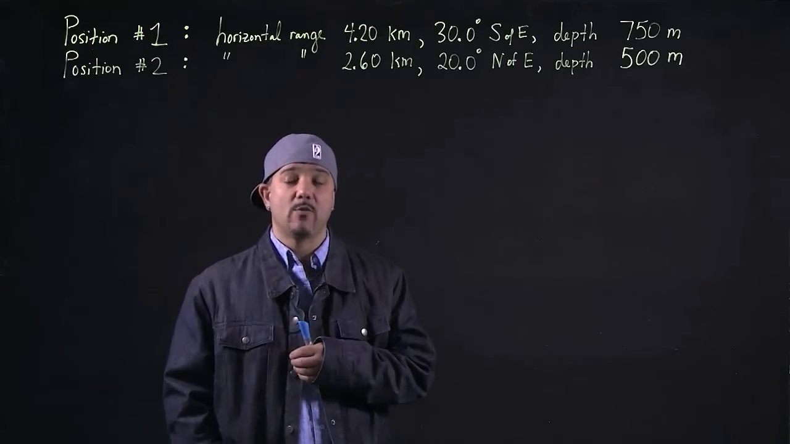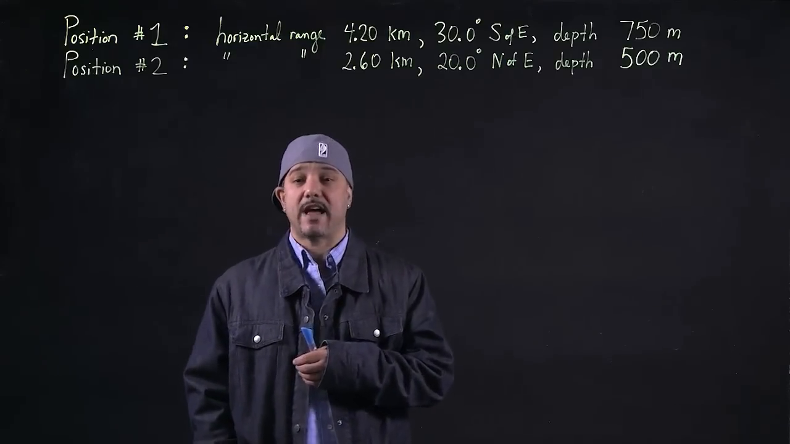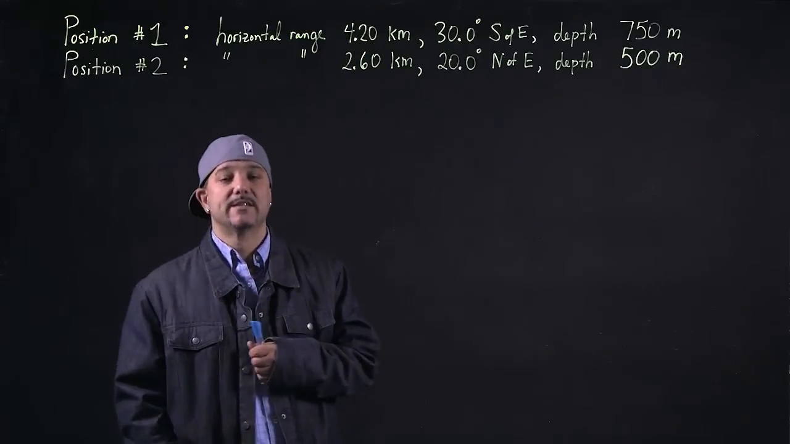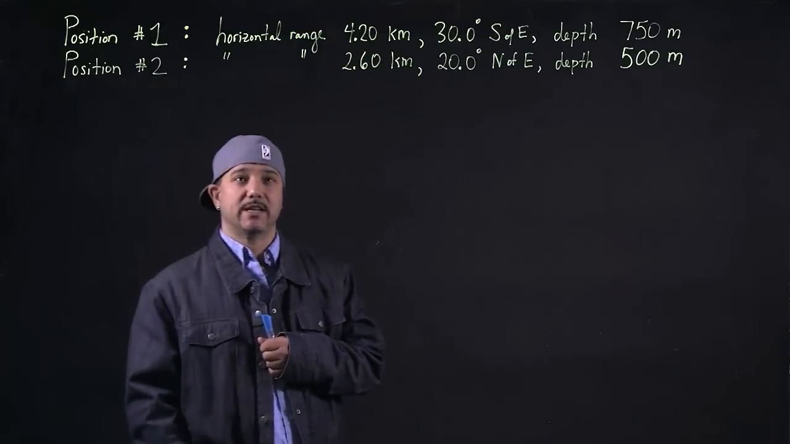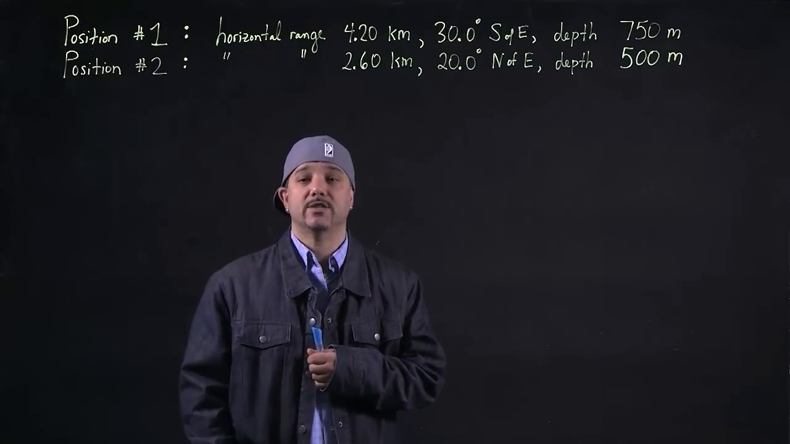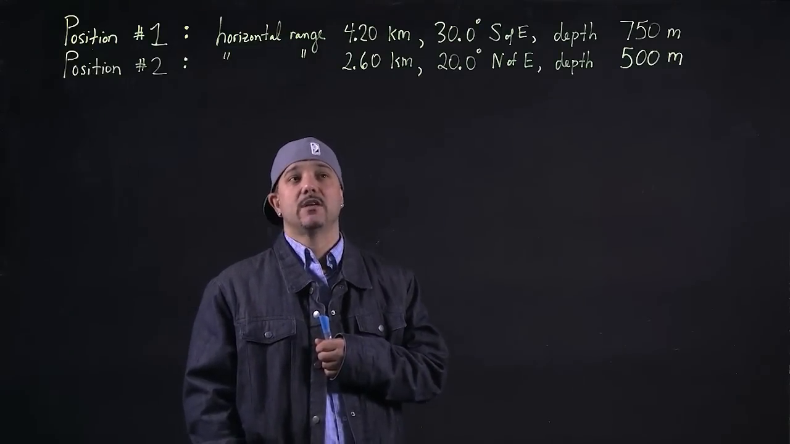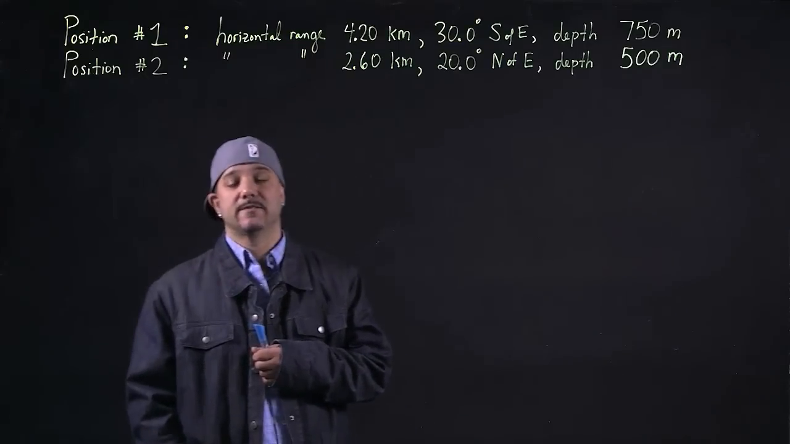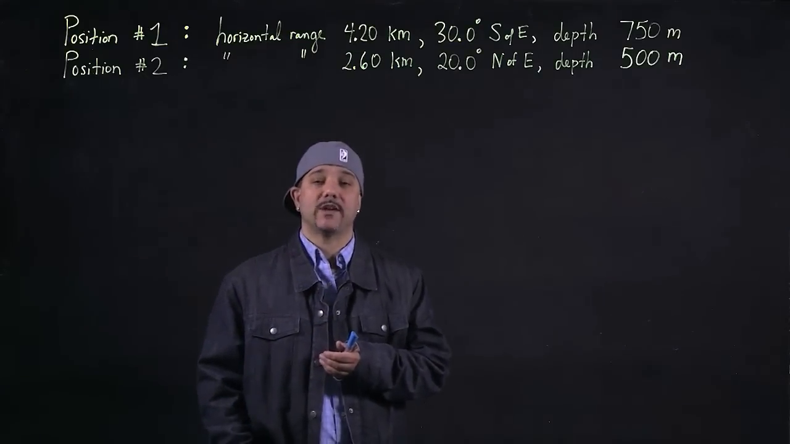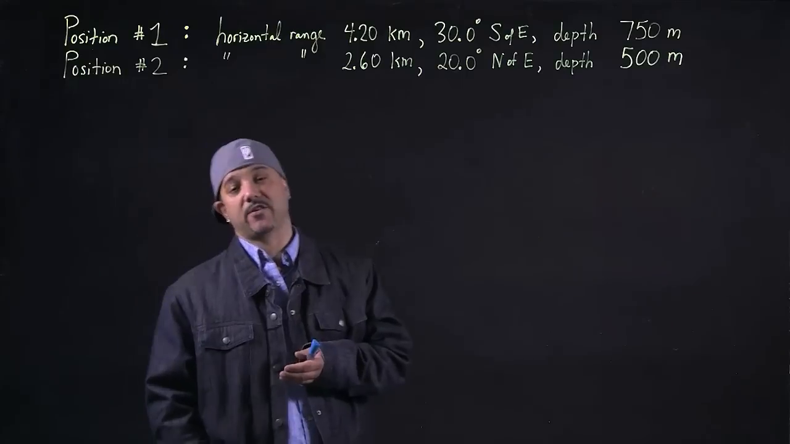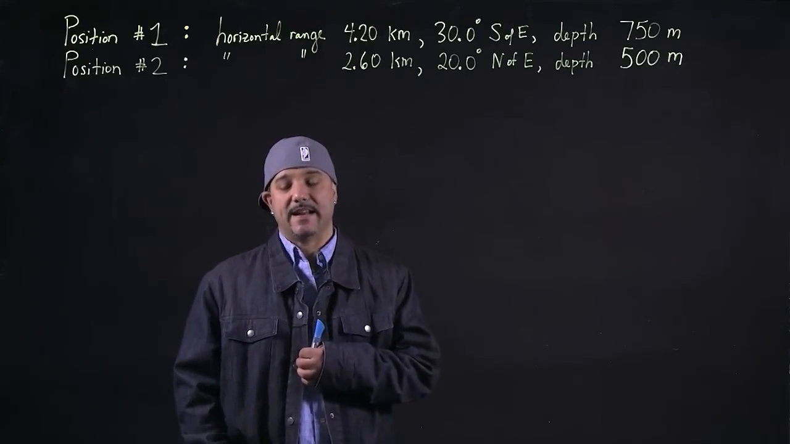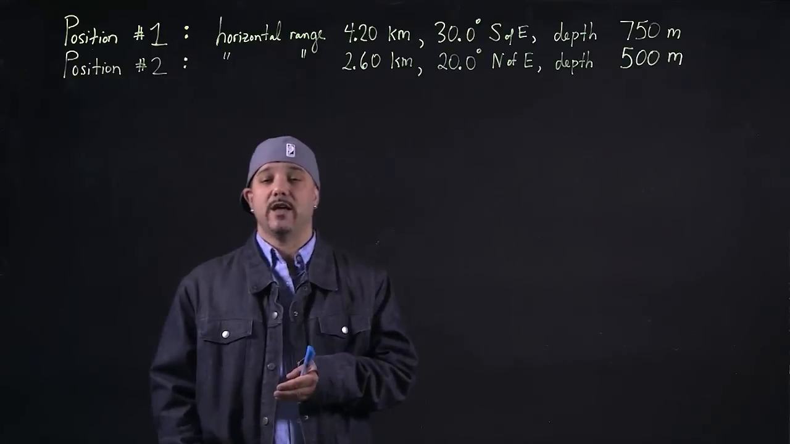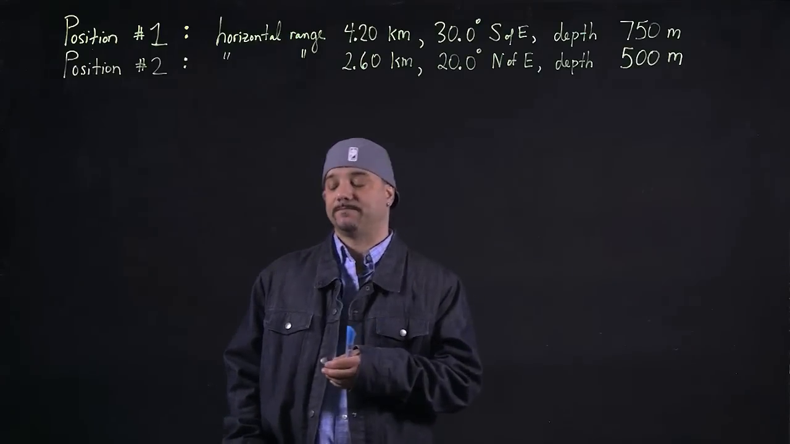At some later moment in time, the biologist tracks the whale and notes that the position of the whale with respect to their radar station is at a horizontal range of 2.60 kilometers, 20 degrees north of east, at a depth of 500 meters. In this problem, we want to find the displacement vector for the whale, and that is the change of the whale's position from time 1 to time 2.